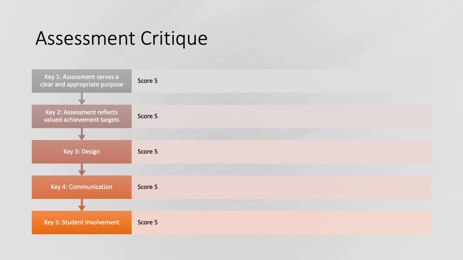Lastly, key 5, student involvement. This assessment practice meets the learner's needs. Self-assessments are provided to the learner in the form of peer-to-peer assessments. Learners are provided an opportunity to debrief with their lab group and discuss performance. Additionally, students are allowed to use the same assessment tool to evaluate one another in peer-to-peer simulation review scenarios.